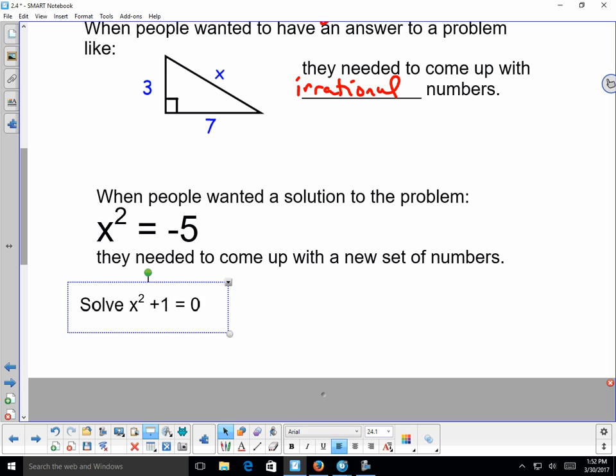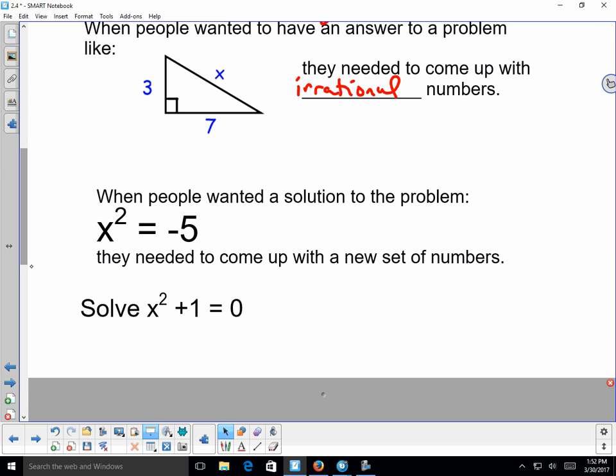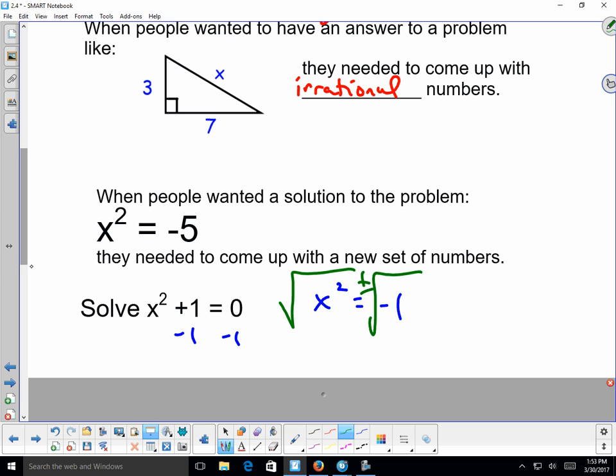All right, so let's solve this one right here. If we were going to solve this equation, x squared plus 1 equals 0, we would subtract 1 from both sides. We get x squared equals negative 1. And then we're going to take the square root of both sides, plus or minus. And we're going to get x equaling plus or minus the square root of negative 1. Now, you've always been told you can't have a negative number under a square root radical. But you can if you don't mind stepping outside of the real number system.